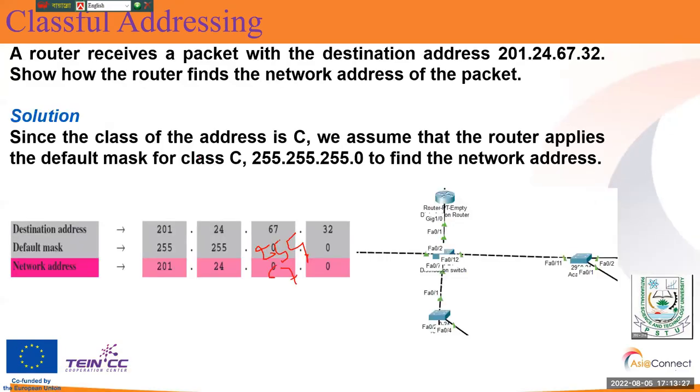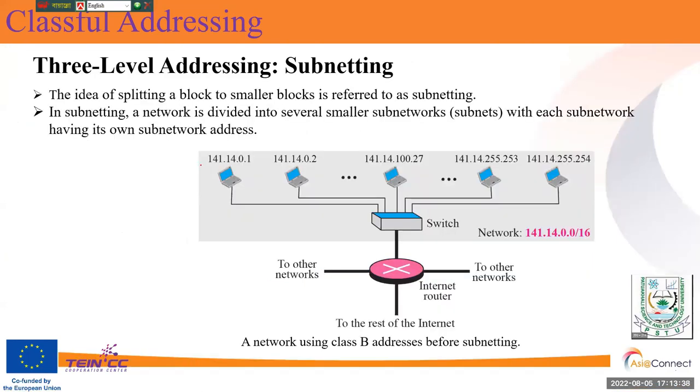So far we have used two levels of addressing, net ID and host ID. But we need to discuss three-level addressing, basically subnetting. Previously we discussed this type of large network, where 141.14.0.0/16 is the network ID and the remaining 16 bits are the host ID. So many hosts, about 65,536. It's difficult to maintain all the users, so what are the solutions?